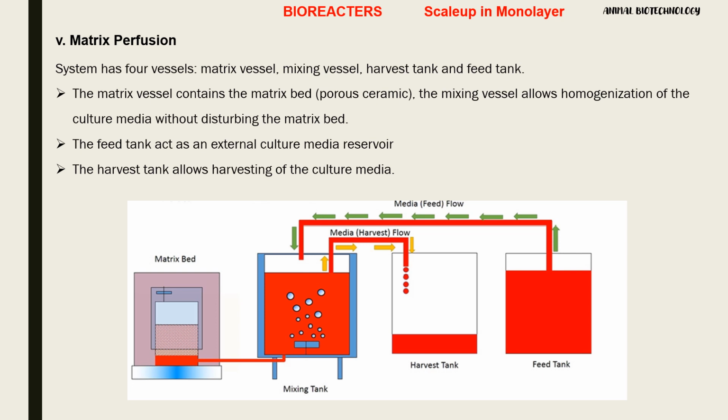The matrix vessel is packed with microbeads containing the monolayer culture. The mixing vessel ensures mixing of the nutrient media. The harvest tank allows harvesting of the culture media, and the feed tank acts as an external culture media reservoir.